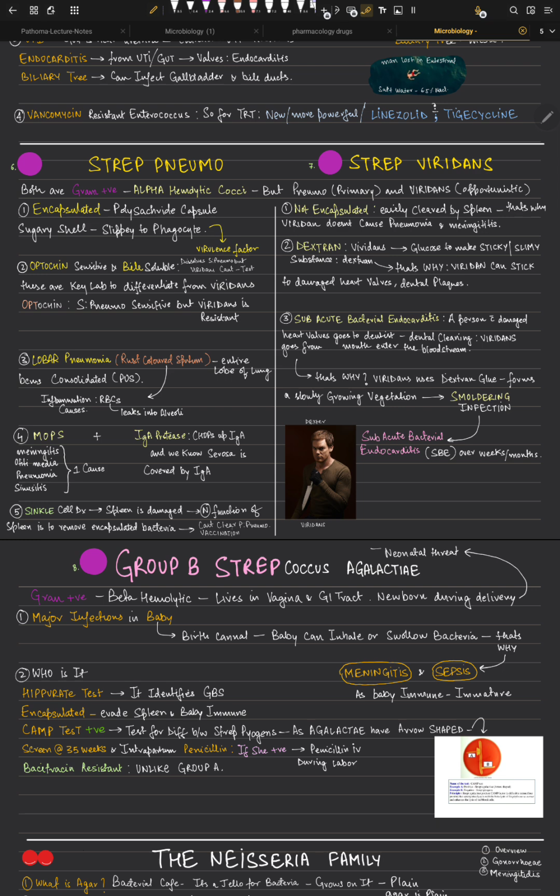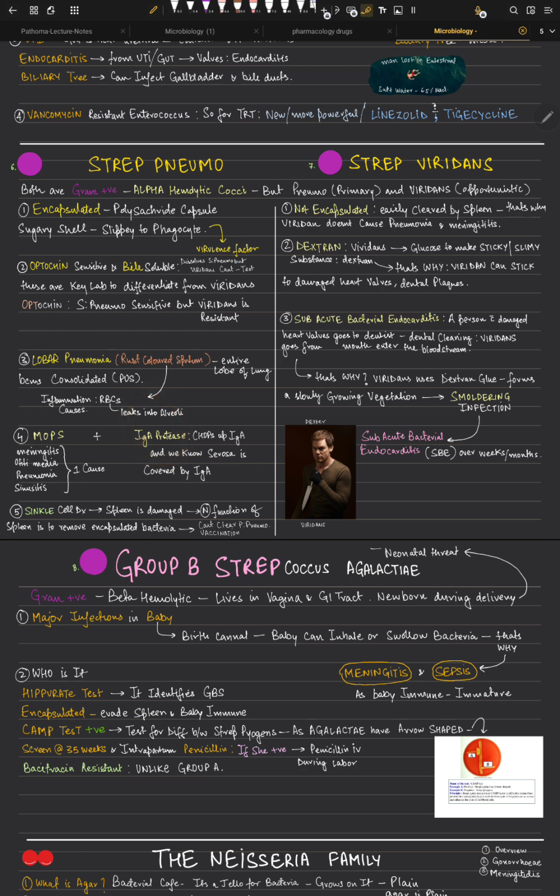Okay, the fourth point is MOPS and IgA protease. What I'm really trying to say is that this factor called IgA protease can chop up your IgA, and we know that the serosa is covered by IgA, right? So that's why they are really aggressive. Because they have IgA protease, they can attack your serosa.